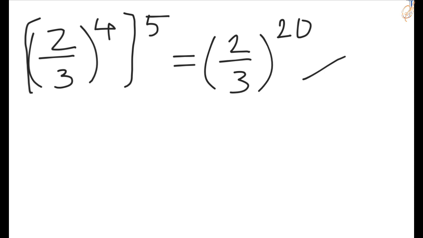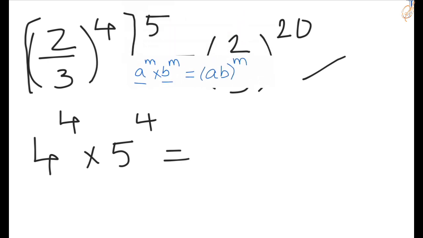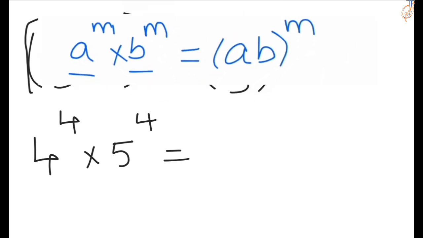I will explain another example. 4 power 4 times 5 power 4. Here we have different bases. When we have different bases, first you multiply the bases, then you use the power.